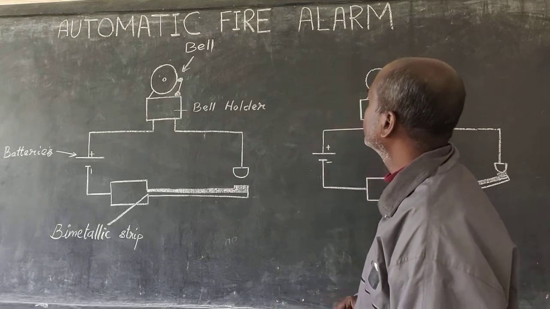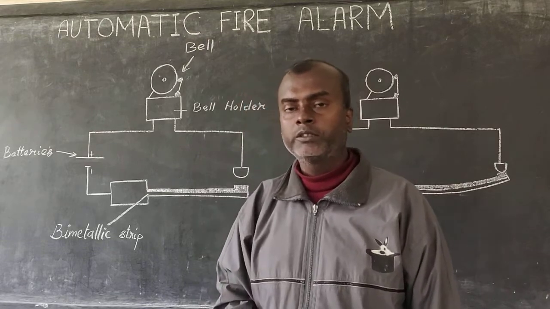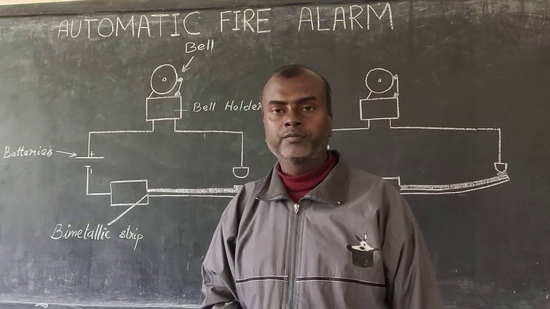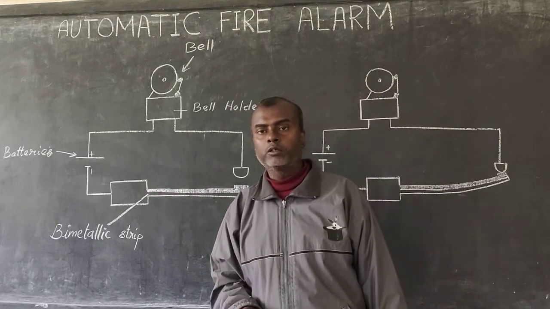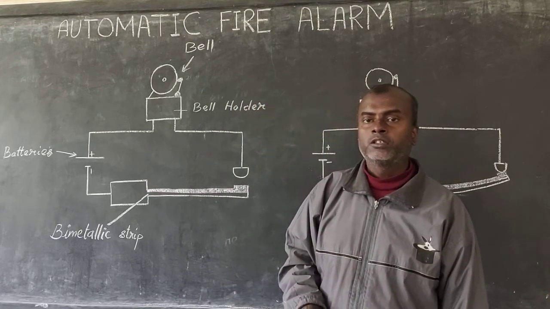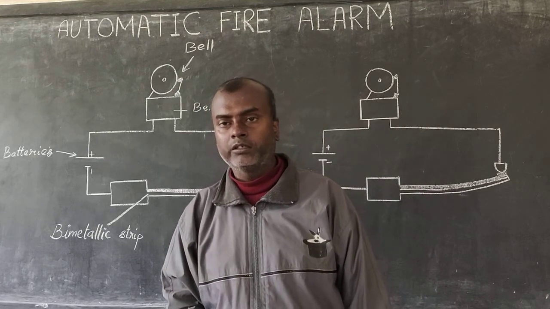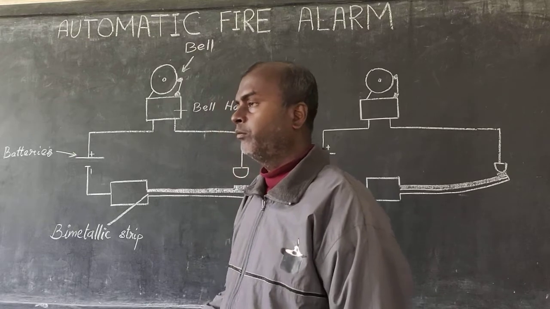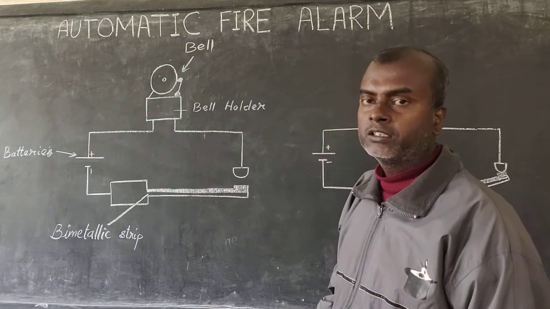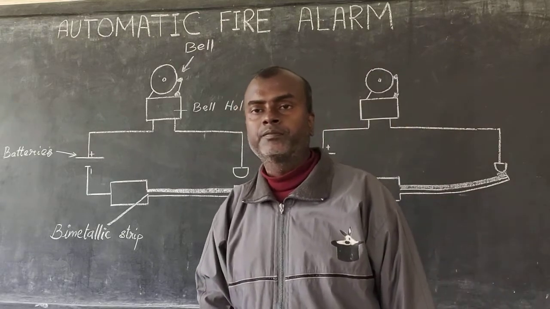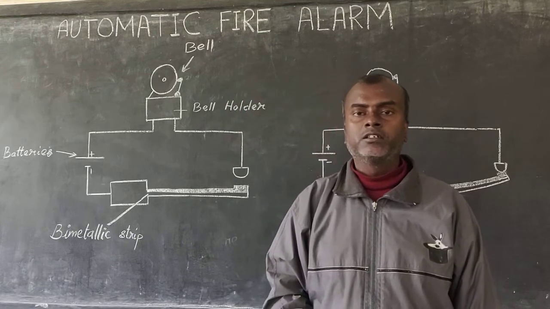The automatic fire alarm. You must have heard about fire alarms. What does a fire alarm do? If there is a fire in the room, then the alarm goes off in the house. It will warn the inhabitants of the house that there is a fire. So how does the fire alarm work? Something has to be there which triggers the alarm. So we use a bimetallic strip as the trigger.